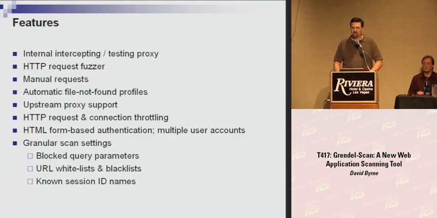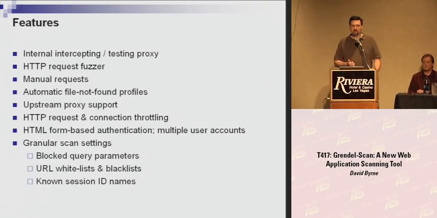In addition to the automated testing modules, which I'll be discussing in just a minute, there's an internal web proxy, and that serves two purposes. One is that it allows a user to guide an automated scan so that as the application is interacted with or as the website's being browsed, Grendel will discover new components and start scanning them for vulnerabilities. The second purpose is to act as an intercepting testing proxy, like a WebScarab or Burp or Paros. Eric will be demonstrating those features along with the request fuzzer, manual requests, and also talk a little bit more about the automatic file not found profiles. Upstream proxy servers are also supported. Authentication isn't supported yet due to a bug in HTTP components, but that'll be fixed in the next version.